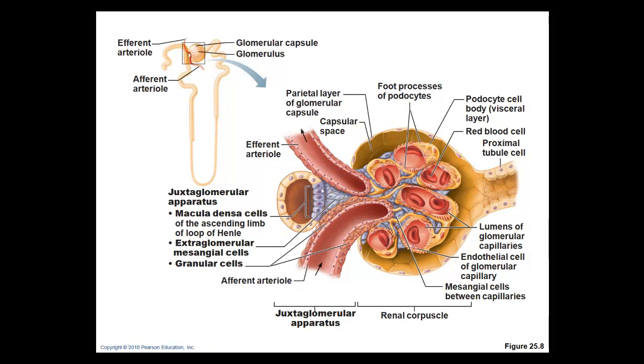This is another picture depicting the same thing as I told you earlier. We have here the macula densa. The macula densa will talk to the mesangial cells. The mesangial cells will be talking to these cells, which we call the granular cells, or juxtaglomerular cells.